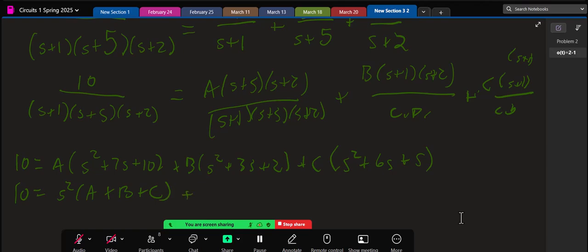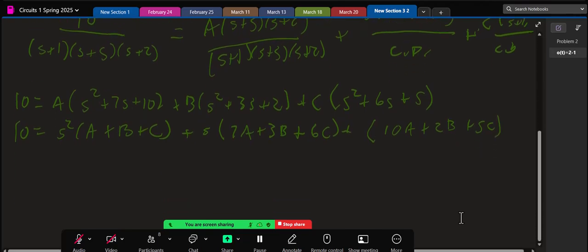Plus, now I'll get all my s terms together. So I have s times 7A plus 3B plus 6C. And then I get all my constant terms together. So I have 10A plus 2B plus 5C.